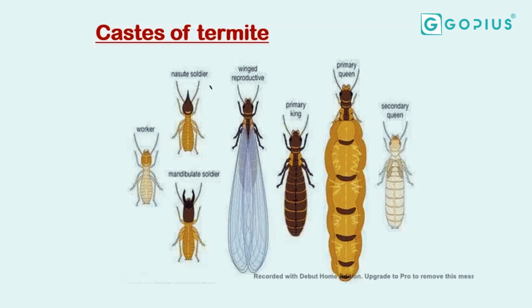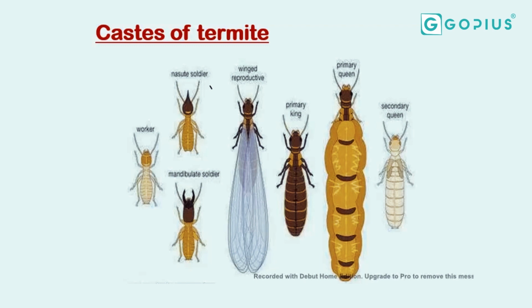And we have two types of soldiers. We have the nasute soldier and we have the mandibulate soldiers. The nasute soldier has a long piercing mouthpart, which it uses to introduce poison into an intruder, or to attack. It uses its pointed mouthpart to inject poison.